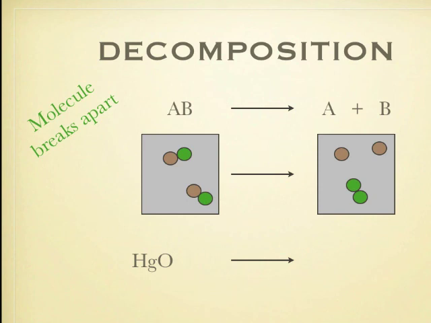So HgO, there's another example, mercury and oxygen. It's going to separate into its 2 parts. What are the 2 parts? Mercury and oxygen. And oxygen is diatomic, if you were paying attention. So you write mercury and oxygen.